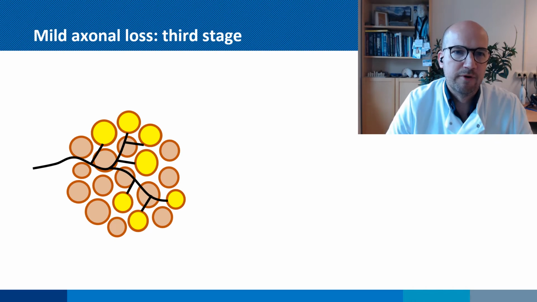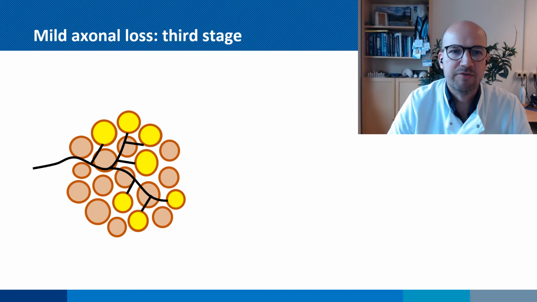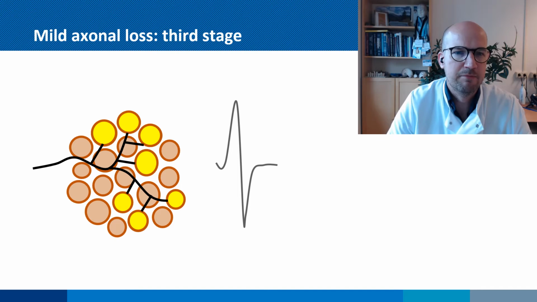As even more time goes by, these newly formed sprouts mature and all muscle fibers now fire simultaneously again. This reinnervation process has led to an increase in the density of muscle fibers belonging to the same motor unit, leading to a MUP with a higher amplitude and a longer duration.